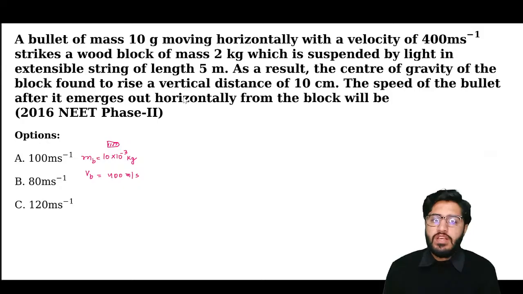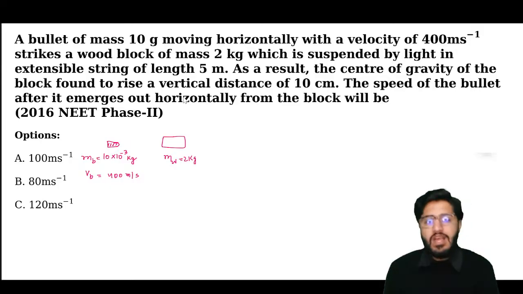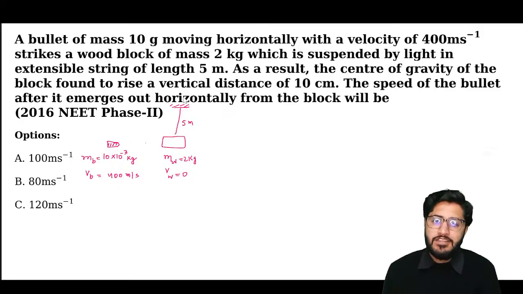Okay, it strikes a wooden block. So here what I have? A wooden block, and the mass of the wooden block is given to be 2 kilogram. Its velocity initially would be equal to 0, which is suspended by a light thread. Its length is 5 meter. This is my initial condition. As a result, the center of gravity of this block is found to rise a vertical distance of 10 centimeters.